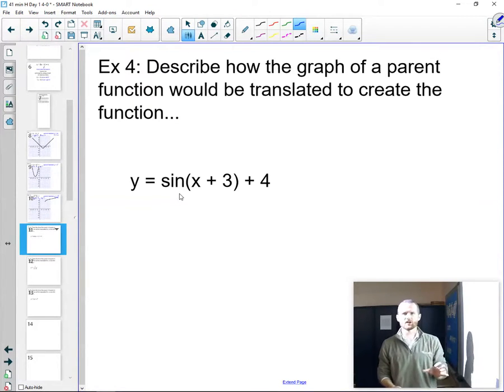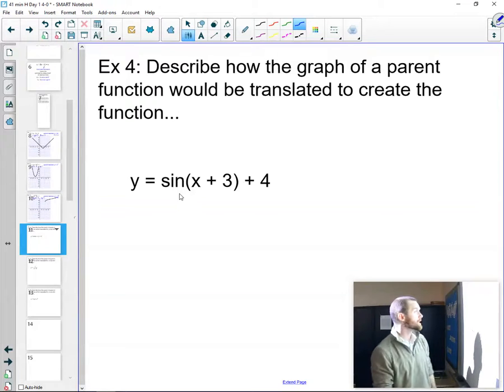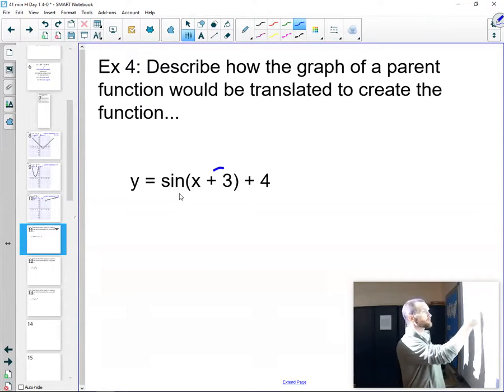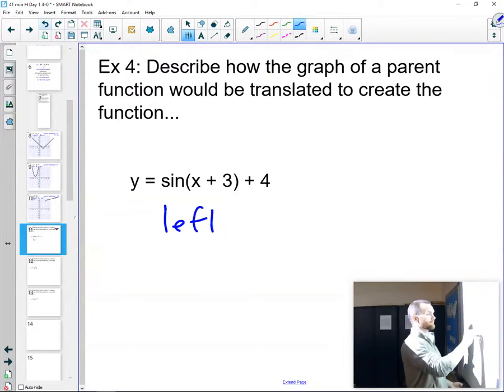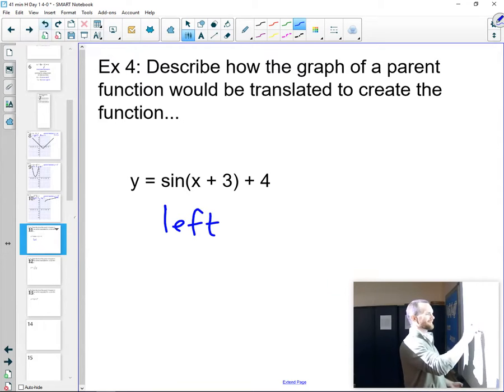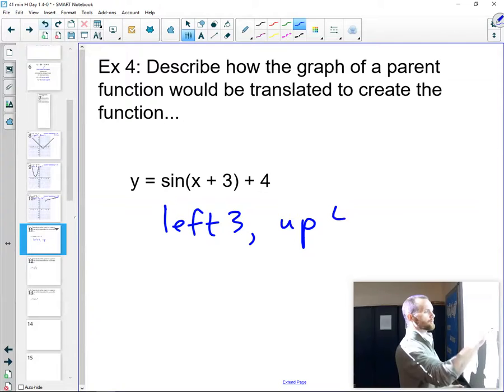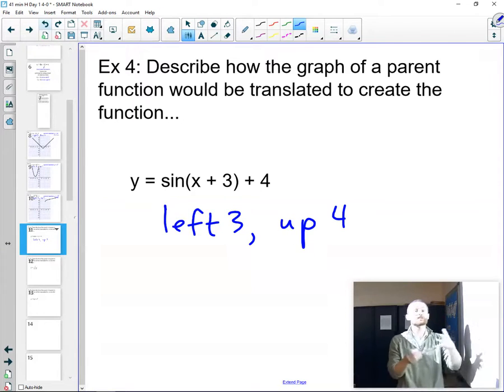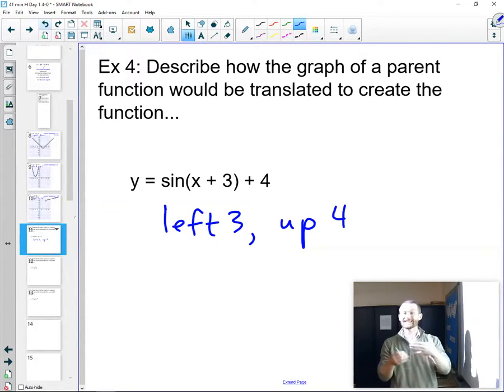Even though we're not sure what this is going to look like, we know, okay, once we have our parent function, we're going to translate this. This plus 3 would make us move left 3. And the positive 4 outside, that's our k value. We're just going to go up 4. That's it. So even though we don't know exactly what the graph's going to look like, we know how to get to our function given the parent function.